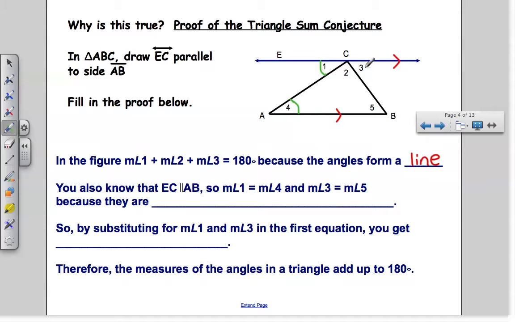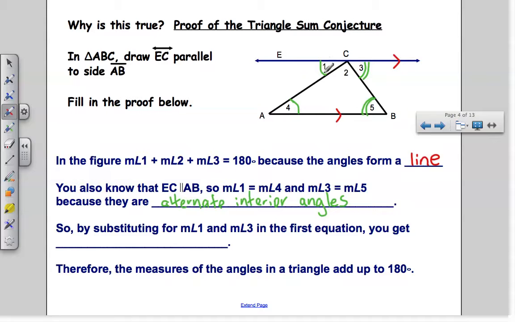Also, measure of angle 3 and measure of angle 5 are equal. These angles are congruent for the same reason. We have parallel lines, which gives us information about angles. In this case, again, alternate interior angles. And it would be the alternate interior angles theorem that allows us to say, since we have parallel lines, those alternate interior angles are congruent. And now I'm going to do some substitution.